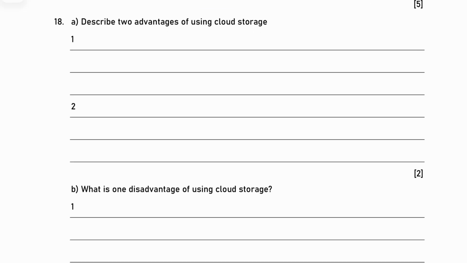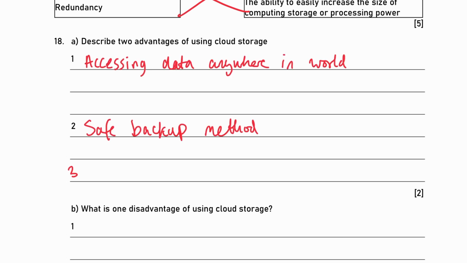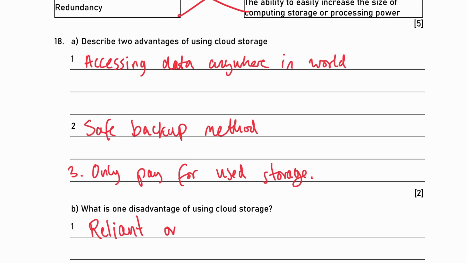And finally, some questions on cloud storage. 2 advantages. You could talk about accessing data anywhere in the world. You could also consider it as a safe backup method, and you could also say you only pay for what you use. However, cloud storage does come with a huge disadvantage, and that is cloud storage is totally reliant on an internet connection. So reliant on a stable internet connection, as without the internet you simply cannot access your data if it's being stored in the cloud.